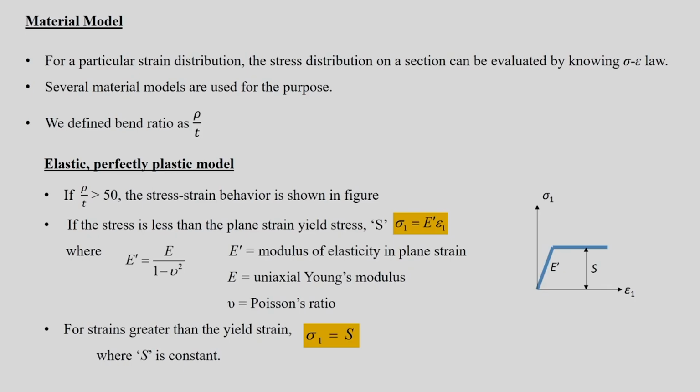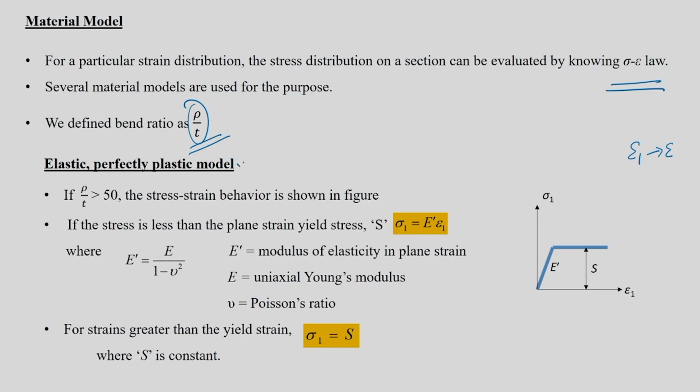So, by knowing the stress strain law, and by evaluating epsilon 1, one can get sigma 1, and sigma 1 can also be plotted like your epsilon 1 in the thickness direction. And when we do that, we have to define something called rho by T, that is called bend ratio. This rho by T is going to be useful for us, where rho is your radius of curvature, same thing which you defined, and T is the sheet thickness. So, now there are a few choices we have.